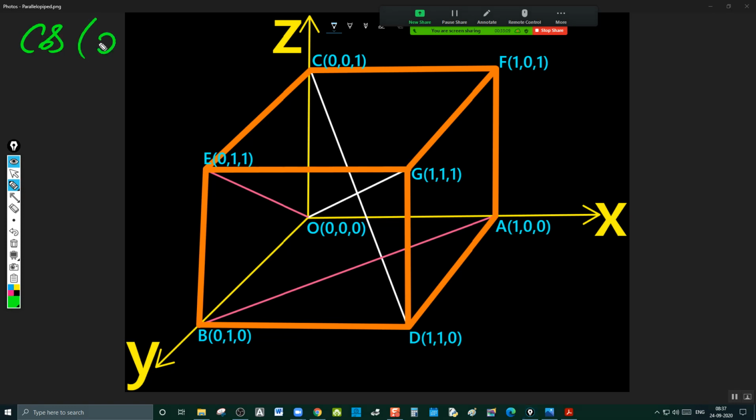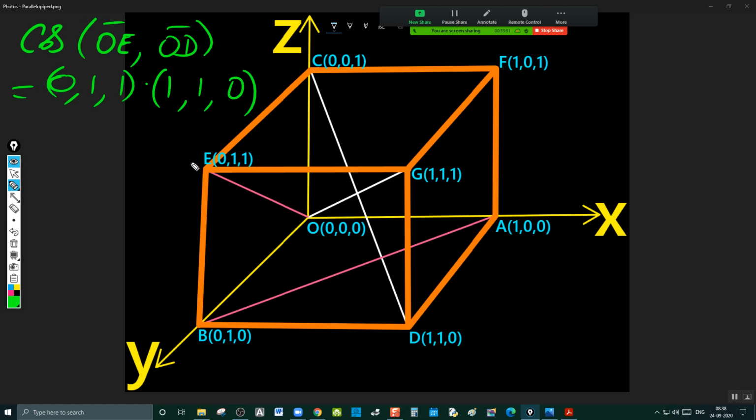Cos of OE bar comma OD bar is equal to OE bar, it is the same: 0, 0, 0 and 0, 1, 1. The difference of those two is nothing but the direction ratios. You can straight away write it as 0, 1, 1 only. Dot OD bar, again it is 1, 1, 0. I have taken the vertex as 0, 0, 0.